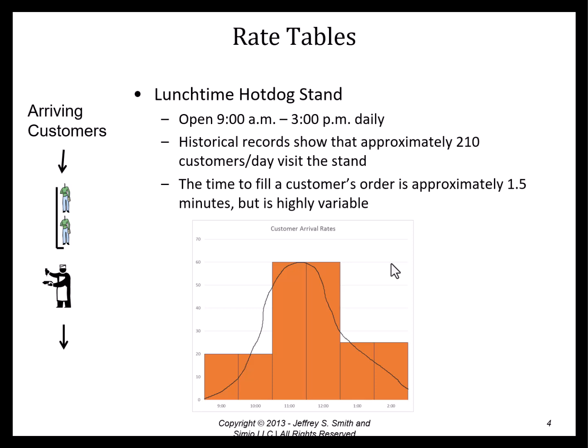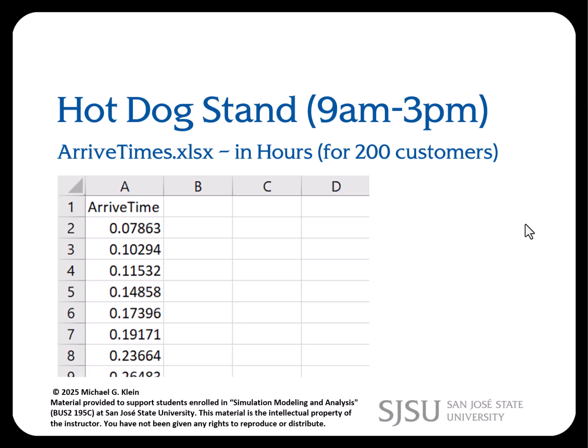In our example, we will have 1.5 minutes on average for the time to fill a customer order, and we'll model this using an exponential distribution. We have the arrival times for 200 customers in hours in the arrival times file. In column A, we have the arrival times. For example, the times that are between 0 and 1 represent times where customers arrive within the first hour.